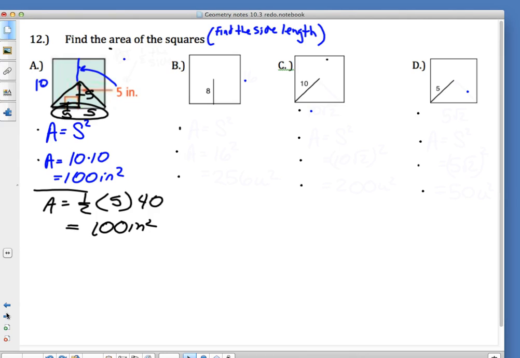It's your turn. Do B the way we did A. The first way. I don't want you to know the others or worry about the others because in all honesty, if I'm on a test, I do A equals side squared because it's faster. 8 doubled is 16, so I got 16 squared. 256, done. Not doing anything fancy.